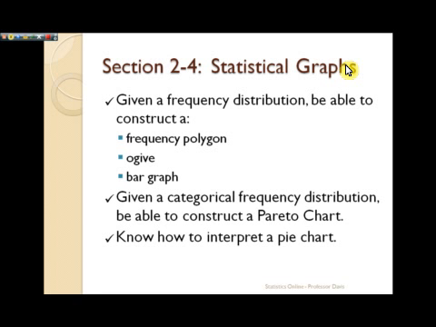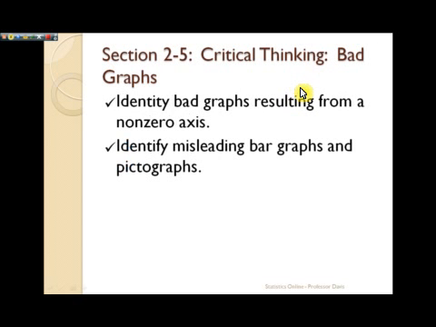And then finally, kind of a cleanup section here in section 2.5 on critical thinking and what bad graphs are. So we'd want to look there. We'd want to take a look at the bad graphs that could result from a non-zero axis. In other words, an axis that leaves out a large part of the data and just shows, so to speak, the top of the rectangles of a histogram.